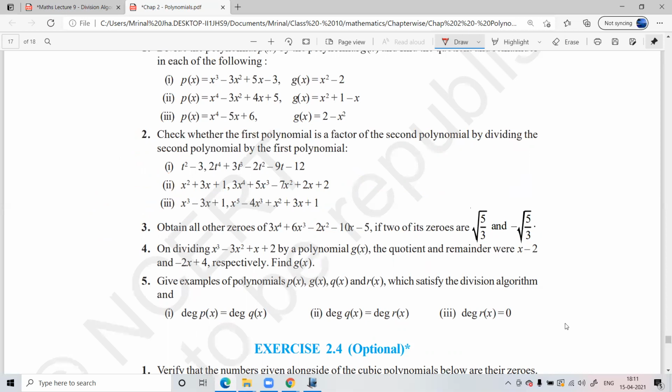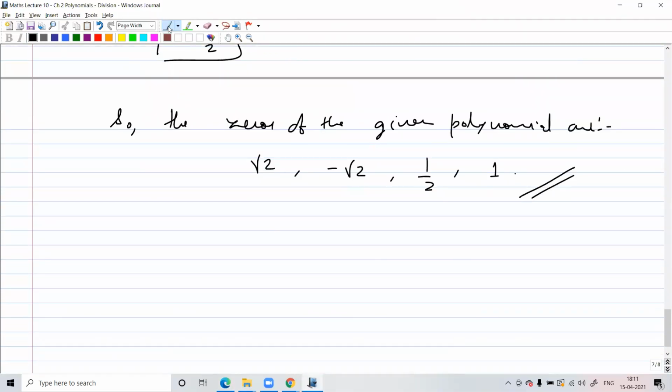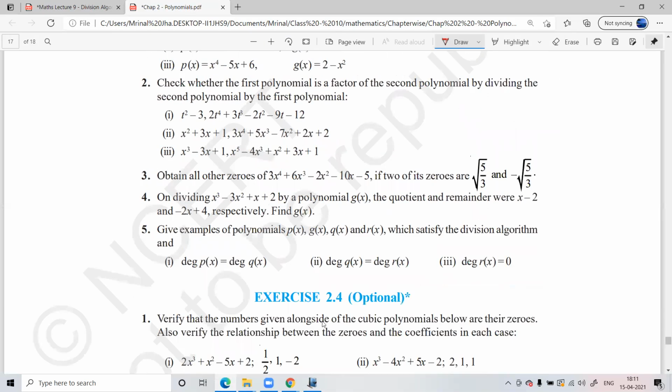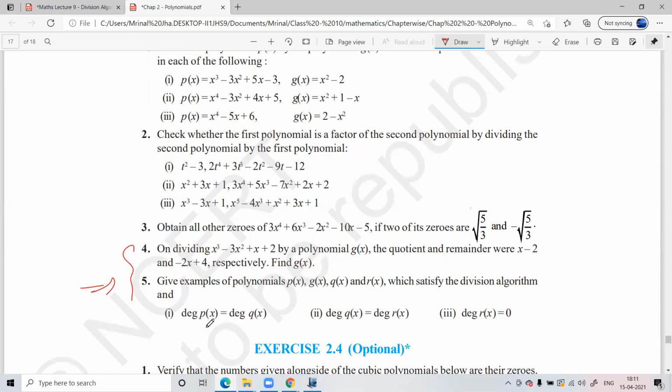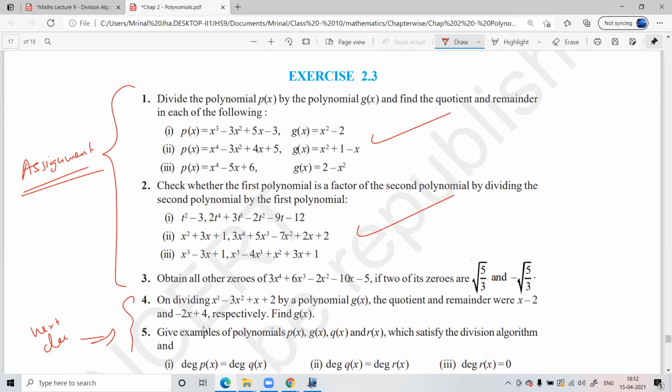So I want you people to work on this. This is your assignment. Exercise 2.3, question number 1, 2, 3. That's all. Fourth question and fifth question I'll explain in the next class. So basically question number 1 and 2 are from the previous class itself, simple division. Third question is the one which we learned today. So go through the recording of today's class also and try to do this.